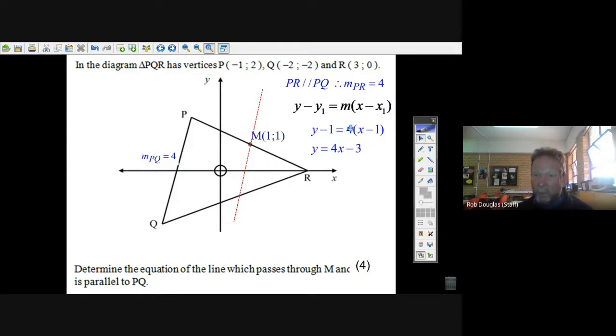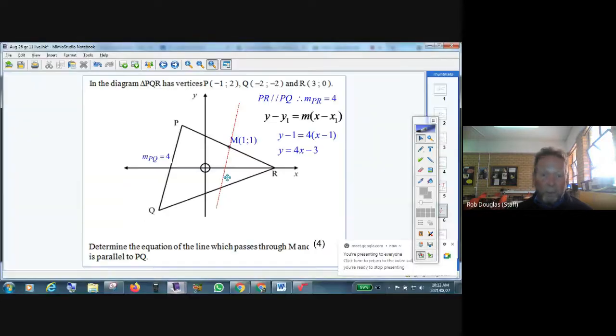4 times x is 4x. 4 times minus 1 is minus 4. We add 1 to minus 4. That's why we've got minus 3. And there's the equation of the line that's parallel to PQ, because it's got a gradient of 4. But it passes through 1 and 1. And there it is, all done. So I hope this helps.